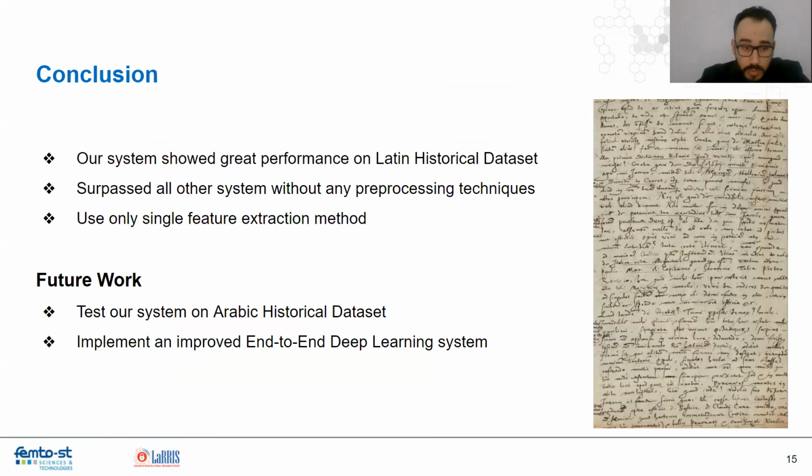For future work, we will test our system, as we said before, on an Arabic historical dataset. We are also planning to implement and improve an end-to-end deep learning system, in which we use deep learning to create a one-shot result without using the three steps of sampling, feature extraction, and training. So we use one end-to-end deep learning system to get the result.